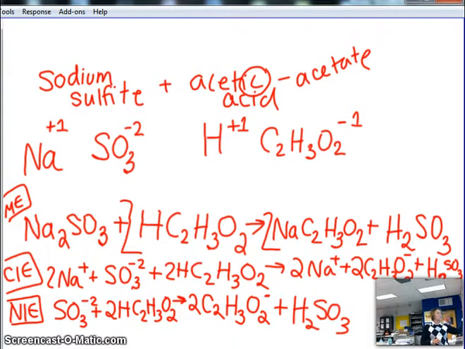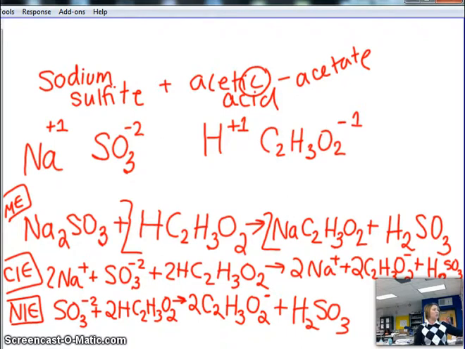They wife swap, they undergo double replacement, so now the Na is with the C2H3O2, and there's its formula. The H is with the SO3. Those don't equal 0, so you crisscross. You balance your equation, and that's what you should come up with. Anything with group 1 is soluble, I broke it down. This is a weak acid, I kept it together.